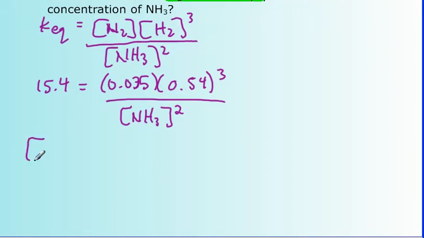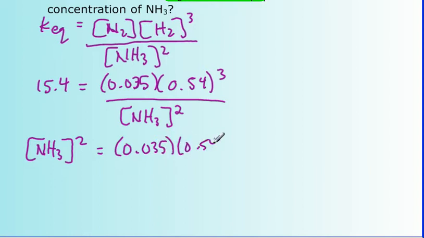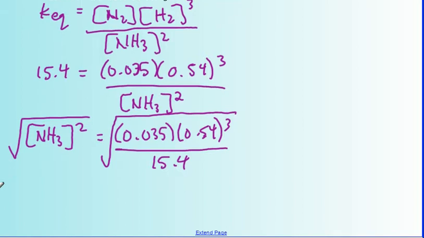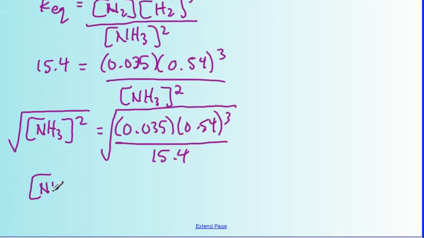So we want to solve for the concentration of ammonia. We can rearrange this, multiply both sides by the concentration of ammonia squared, and divide both sides by 15.4. And so it would rearrange to give us something that looks like this. And since this is a squared concentration, and we don't want a squared concentration, we just want the concentration, if we find the square root of both sides, then we'll get an answer for the concentration of ammonia.